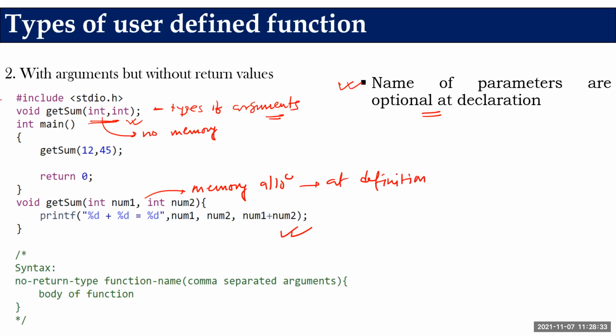Okay, so this is our declaration, step 1. This is our definition, step 2. This is our function calling, step 3. So now I hope the second category is clear.